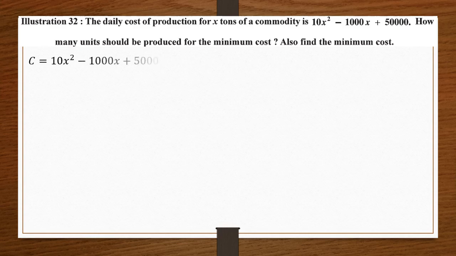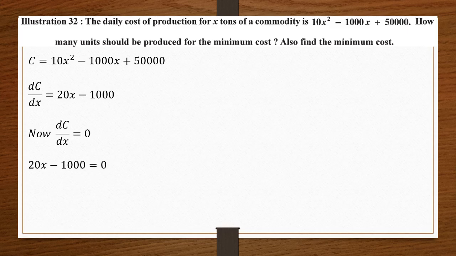First of all, I will write down the cost function, that is 10x square minus 1000x plus 50,000. Next, I need to calculate its differentiation. 10x square will be 20x, 1000x will be just 1000 and 50,000 will be 0. So my derivative is 20x minus 1000. Next, I need to take dc upon dx as 0. That means 20x minus 1000 will be 0. I will change the side of 1000. So 20x is equal to 1000, and when I divide 1000 by 20, it is 50. So x is equal to 50 is the only answer.